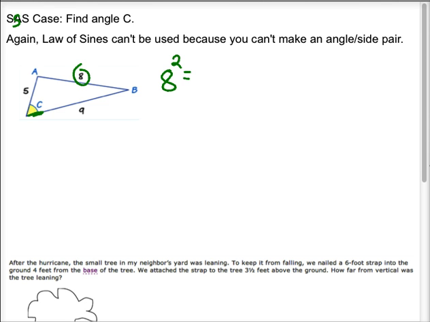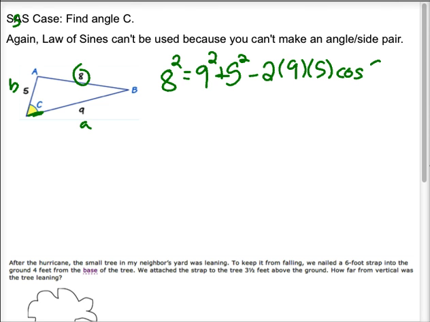And now those other two are going to act as that A and that B. So 9 squared plus 5 squared minus 2, now you multiply those together, cosine of C. So again, what's really important here is noting whatever angle you either have or that you're looking for, the side length opposite it is always what goes on the other side. And then the other 2 side lengths just kind of fill in as is.